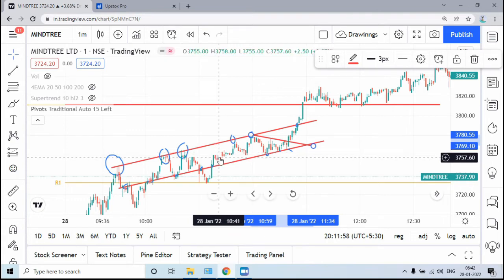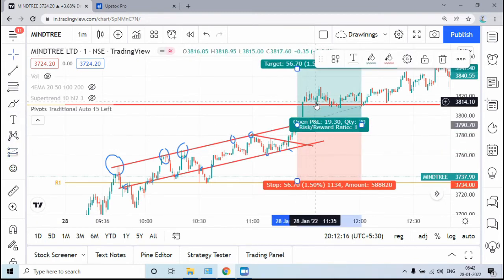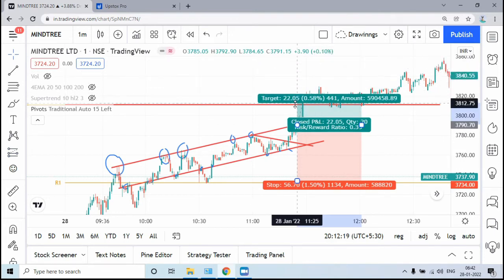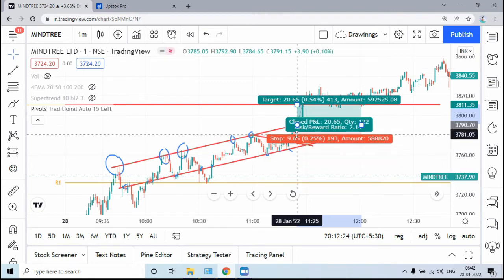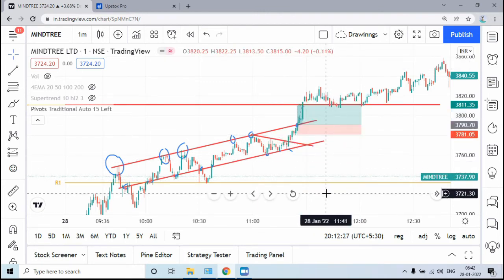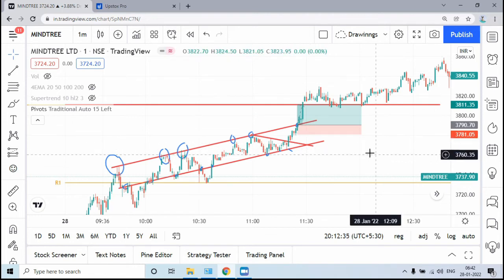And here again the price is touching 1, 2, and after that a clear breakout. So I want to take the trade from here. I will take the trade from here, and a pivot point will be my profit target, and I will take 1% of the capital as stop loss. So this is my trading strategy.